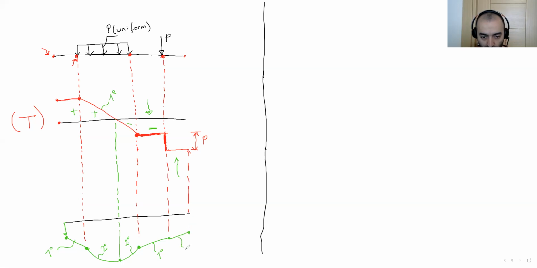First degree. Okay, this is the moment curve. This is the moment curve. Here, I didn't give any number, anything else. I'm just practicing how we are using the table to draw this type of shear force and the moment diagram.